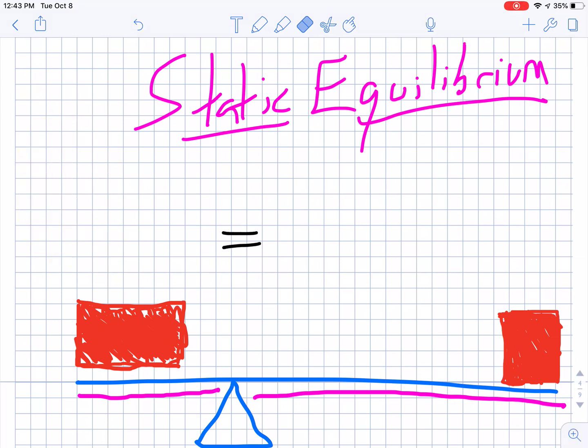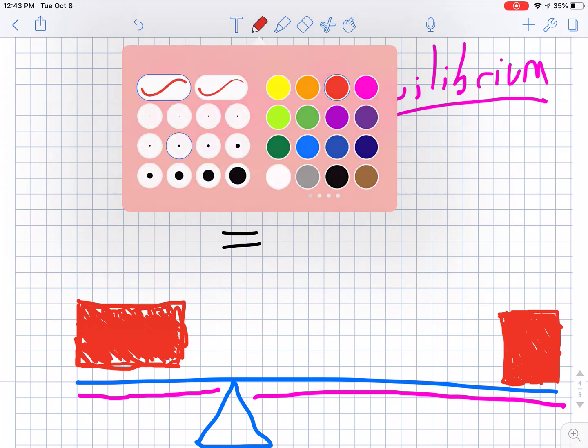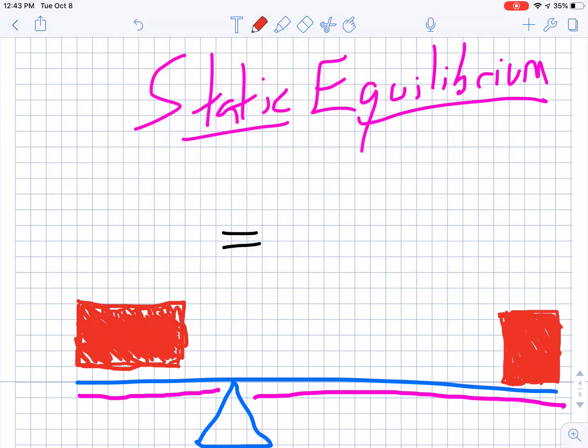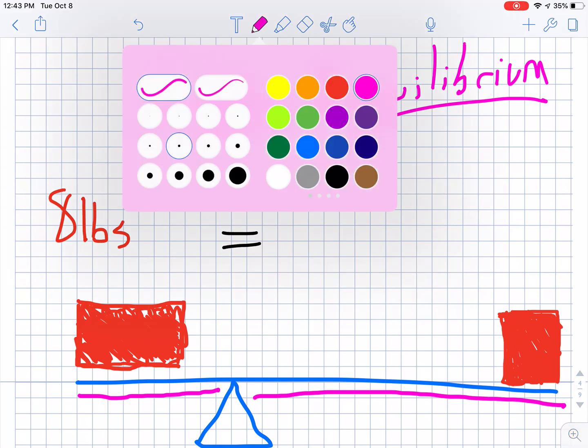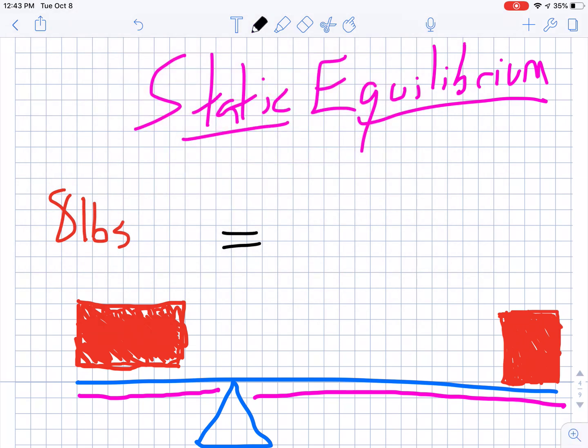So let's say that this mass weighed, I'm going to try and keep consistent with the colors of the picture, let's say that it weighed 8 pounds, okay? And let's say that pink line was 1 foot away. So let me change my color again. And we're going to be using multiplication here. So we're going to say times, and then we're going to say 1 foot.